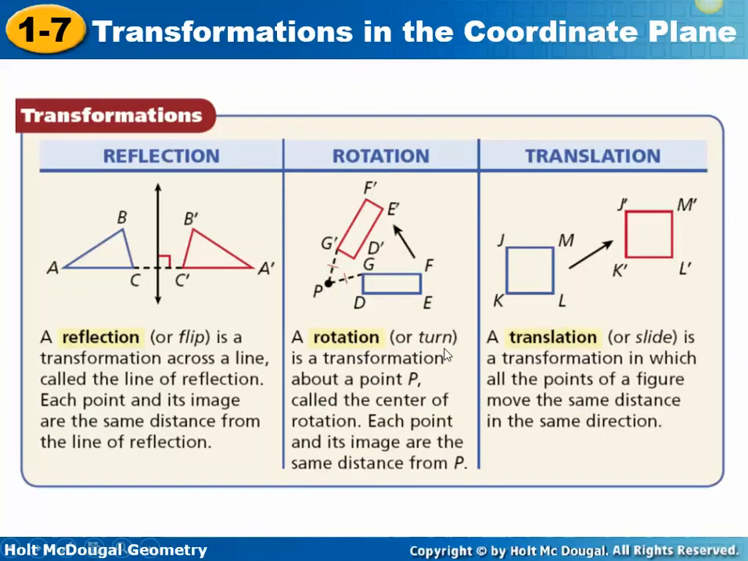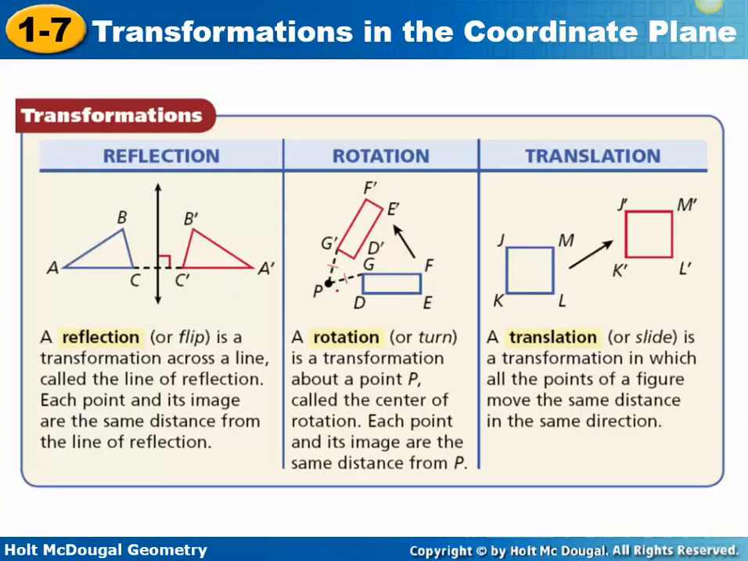Here are the three types of transformations we're going to talk about. A reflection is when you reflect it over a line. In this section, we'll be reflecting over either the y-axis or the x-axis. This one's reflected about the y-axis. If you folded right on this line, triangle ABC would lie exactly on top of triangle A prime, B prime, C prime. Each point and its image are the same distance from the line of reflection.